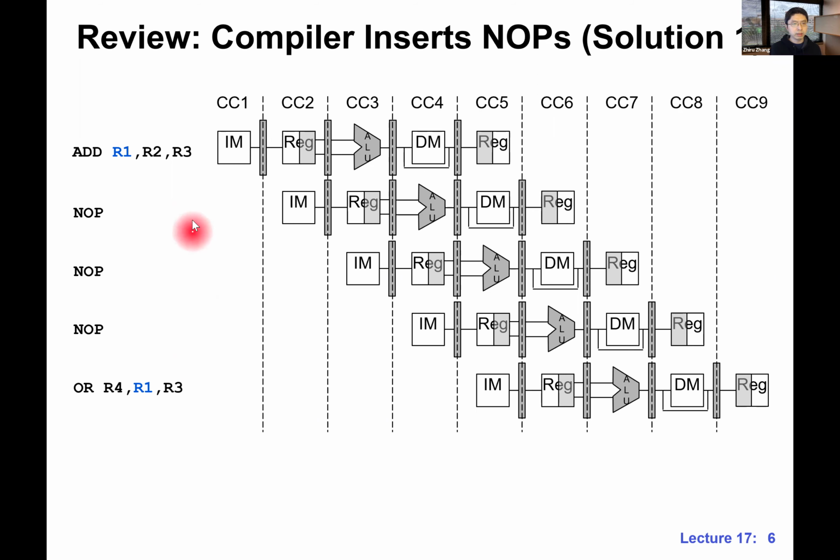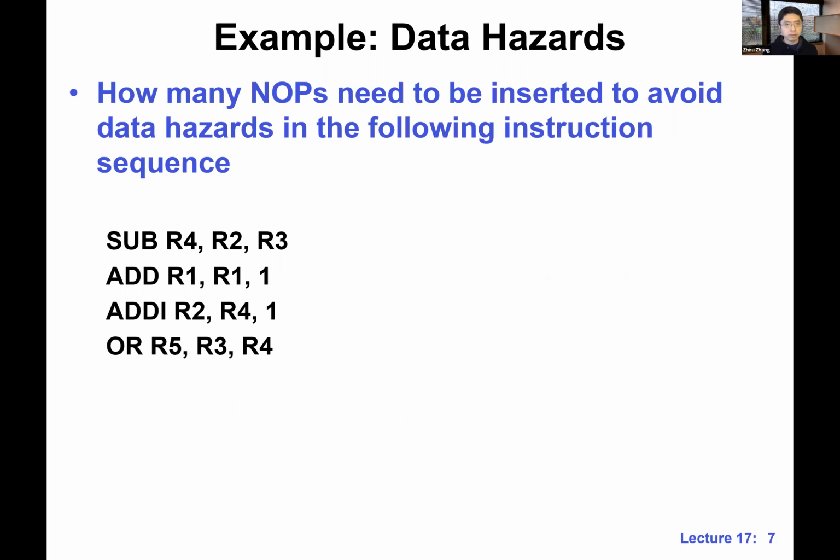We agree that we actually need to insert at least, if there's a dependency between two consecutive instructions, 3 no ops between these instructions, so that the dependency is resolved and the data hazard is fixed. And this is the quiz question. I asked you to insert the no ops for me to fix this instruction sequence.